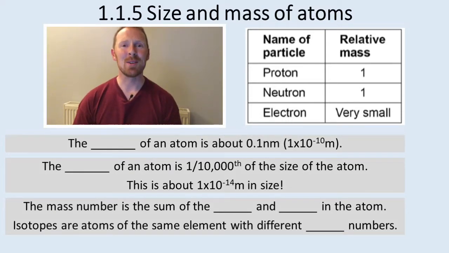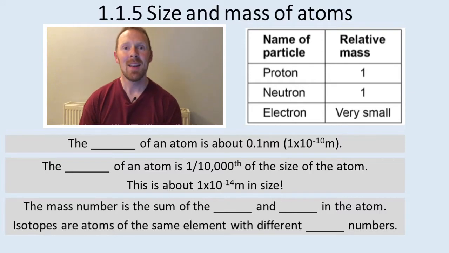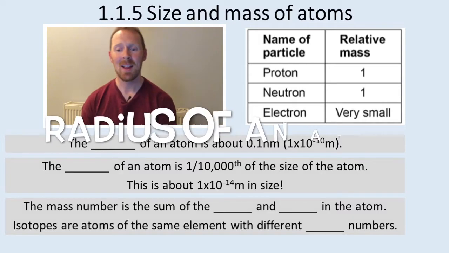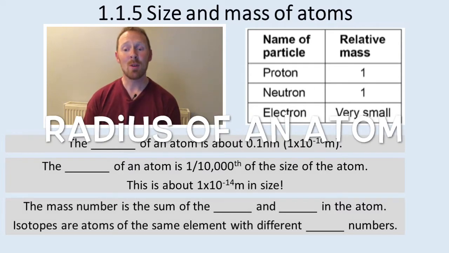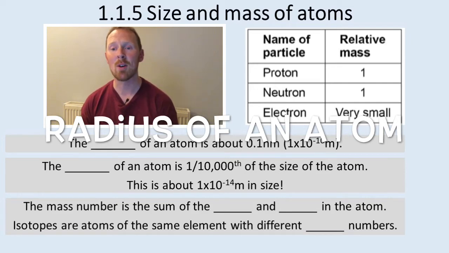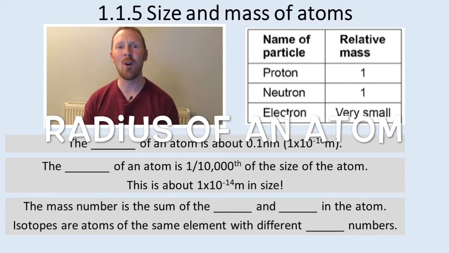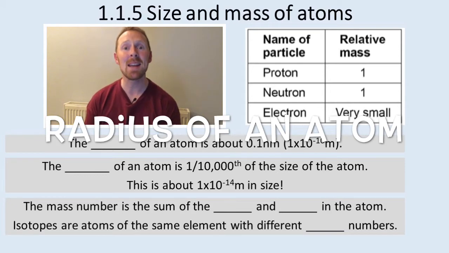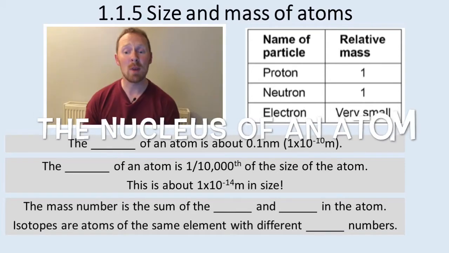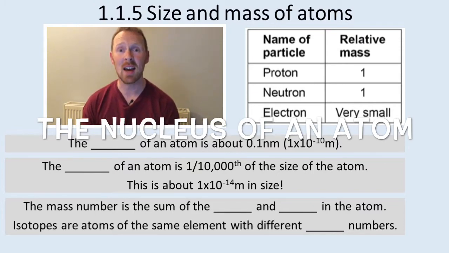What we're going to consider now is something that will probably blow your mind. We're going to look at the radius of an atom and the radius of the nucleus of an atom. Now, these are far too small to be able to see, and we've now developed microscopes that can look at them. And these are the numbers you need to remember. The radius of an atom is about 0.1 nanometers. So if you were to write that in standard form, it'd be 1 times 10 to the power minus 10 meters. The radius of the nucleus of an atom is 1/10,000th that of the size of the atom. So the nucleus is a 10,000th the size of the radius of an atom.